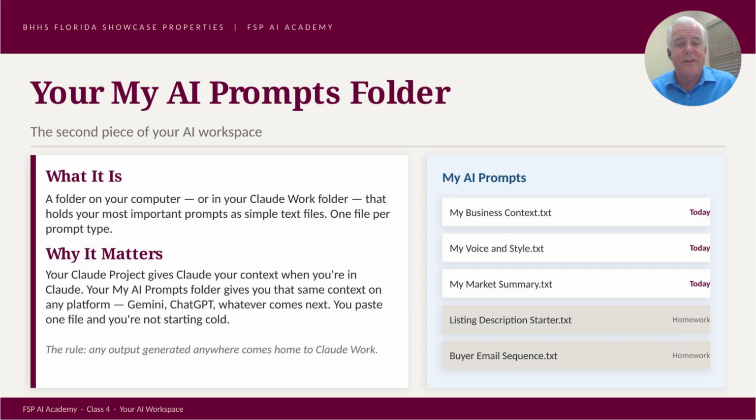We're going to build 3 of these files together today: your business context, your voice and style, and your market summary. You already have the raw material from your personal profile in Class 3. Today we're just organizing it into portable files. The other 2, listing description starter and buyer email sequence, those are your homework. I'll give you the template structure. You fill in the details from your own business. By the time you finish that homework, you'll have a complete My AI Prompts folder. Paste any one of those files into any AI platform anywhere, and it knows who you are.